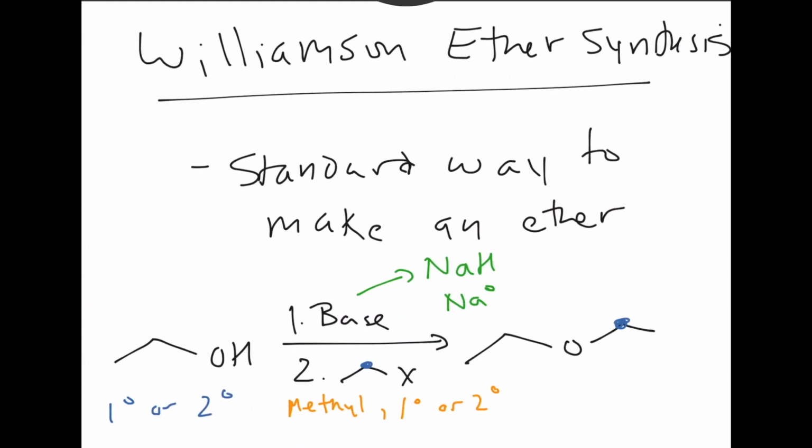So your halide can be a methyl halide, a primary halide, or a secondary halide. You would prefer to use methyl and primary because they can't do eliminations, right? But if you have to use a secondary, you can. Same with the alcohols: primary and secondary, but you can't ever use tertiary. So they have to be one of those options.